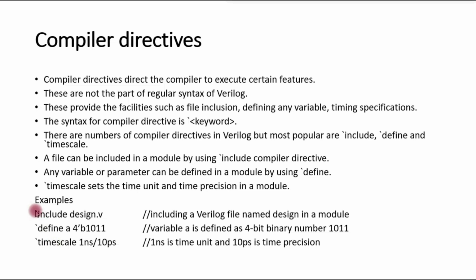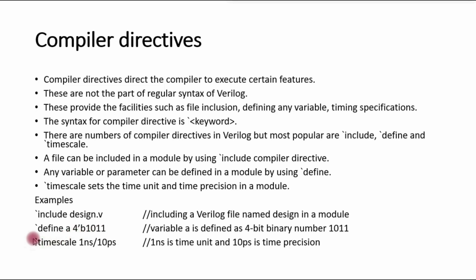So that is the compiler directive backtick include. Here we are including the design.v file in our Verilog program. .v is the Verilog file extension. In this case, a Verilog file named design is included in a module. Backtick define A 4'b1011. It means in a module, wherever variable A is used, we define the value of variable A, and variable A is a 4-bit binary number and the number is 1011. So everywhere the simulator will take this value in the program.